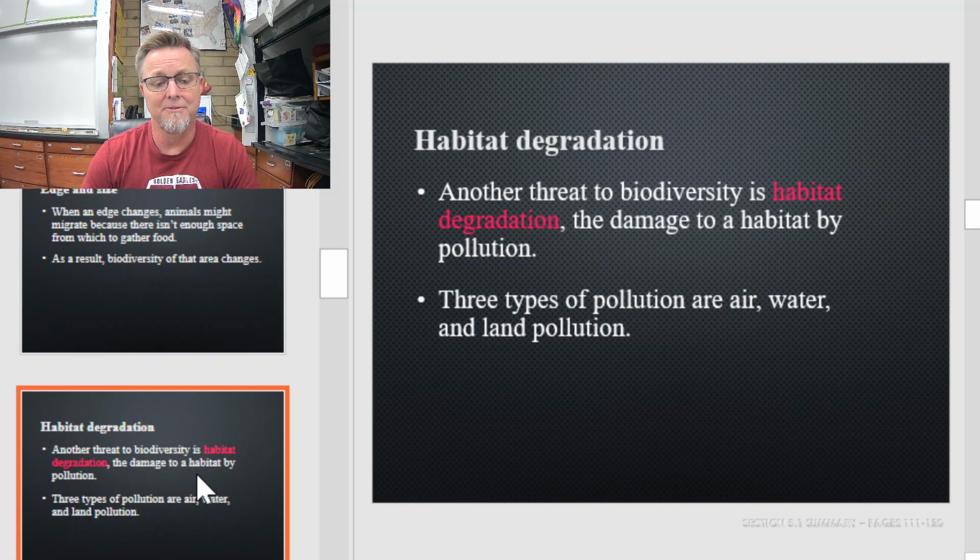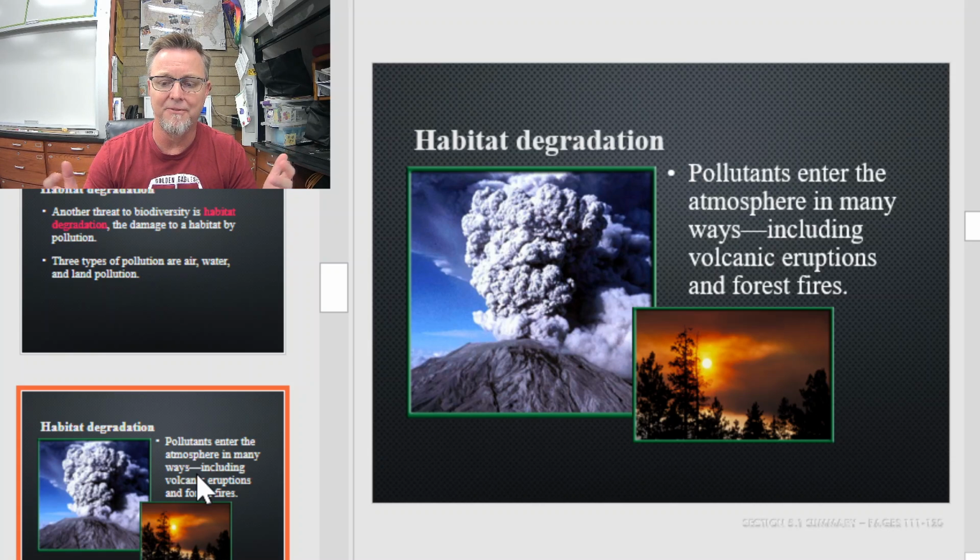Another threat to biodiversity is just habitat degradation. This is damage to habitat by pollution. It's basically the idea of taking something that was once amazing and kind of ruining it. And there are 3 types of pollution: air, water, and land pollution. Air pollution, pretty self-explanatory. Now, air pollution comes in both natural forms and, well, man-made forms. Natural forms are illustrated here. Like, every once in a while, volcanoes erupt, or there might be forest fires. But the thing about natural pollutants is that their sporadic nature gives nature a chance to recover from the event.